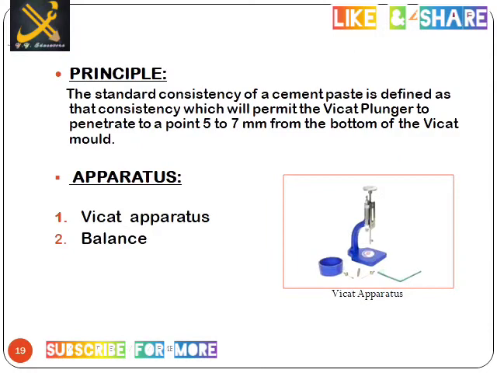Principle of this method: the standard consistency of cement paste is defined as the consistency which will permit the Vicat plunger to penetrate 2.5 to 7 mm from the bottom of the Vicat mold. So this is the main principle, and the apparatus required for this test is the Vicat apparatus and the balance. This is the picture of the Vicat apparatus.